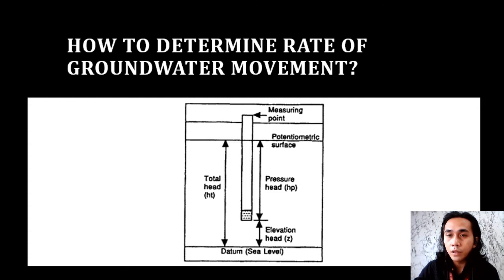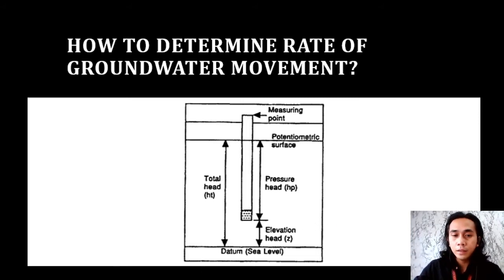The water level in a well, which is in the figure, is usually expressed as feet above sea level. It is the total head or HT, which consists of elevation head or Z and pressure head HP. It is also the driving force that causes the groundwater to move in the direction of maximum decreasing total head.